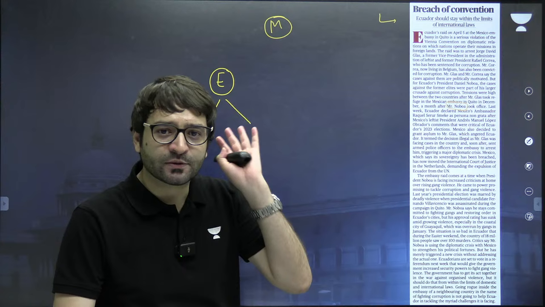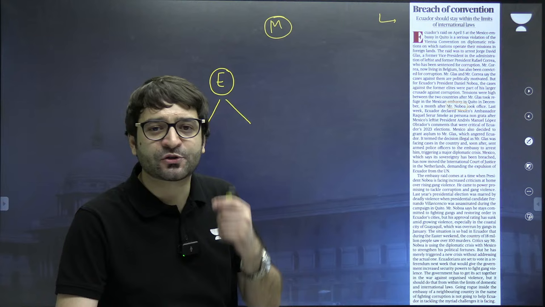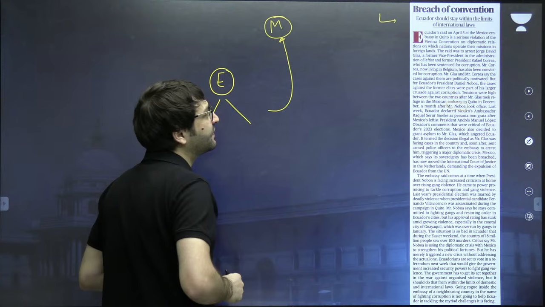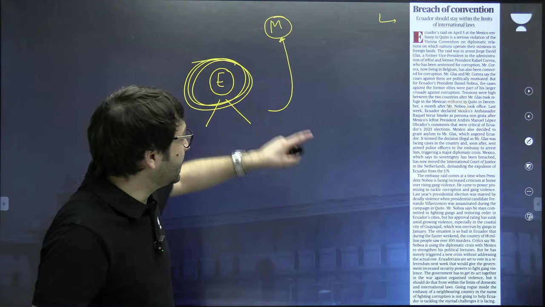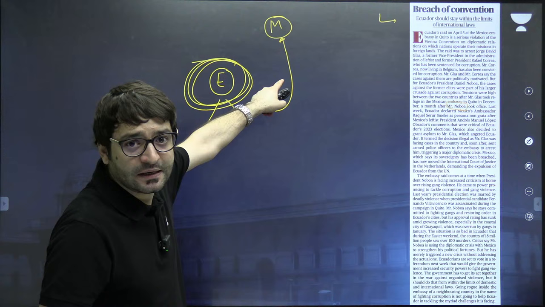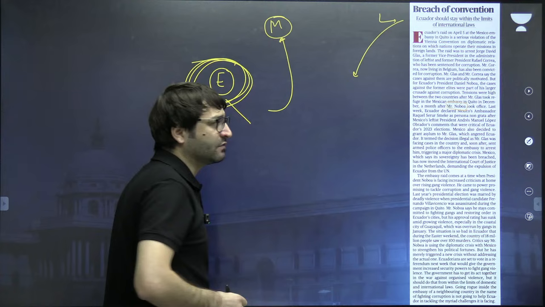Then the vice president, who was also about to be convicted for corruption, took refuge in Mexico's embassy in the Ecuadorian capital, Quito. But Ecuador raided this Mexican embassy, which this editorial says is a breach of convention. It violates the Vienna Convention on Diplomatic Relations.